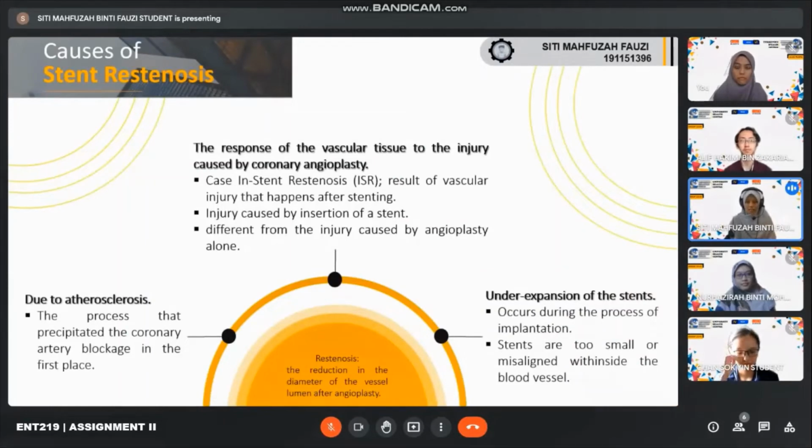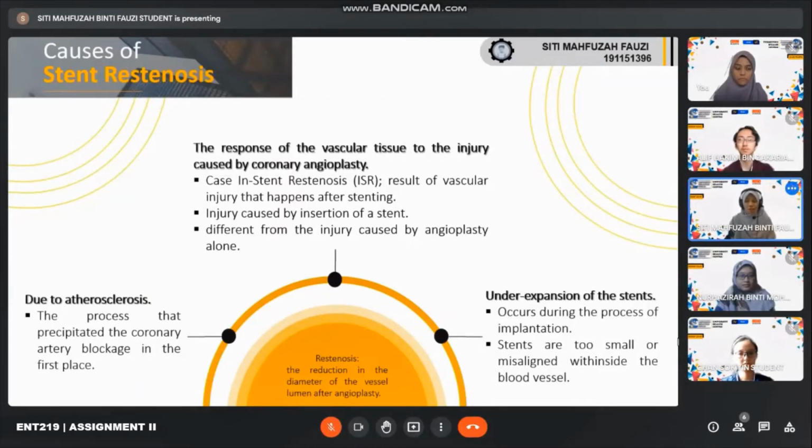Causes of stenosis. Stenosis can arise due to atherosclerosis, which is the process that precipitates the coronary artery blockage in the first place. Restenosis also happens due to the response of the vascular tissue to the injury caused by coronary angioplasty. In the case of in-stent restenosis, ISR, it is the result of vascular injury that happened after stenting. The injury caused by insertion of a stent is different from the injury caused by angioplasty alone.